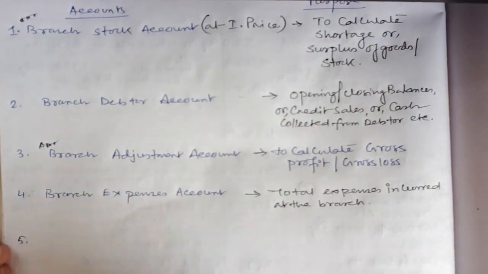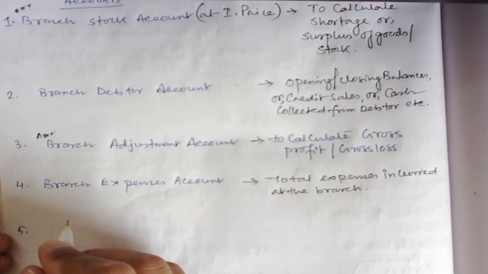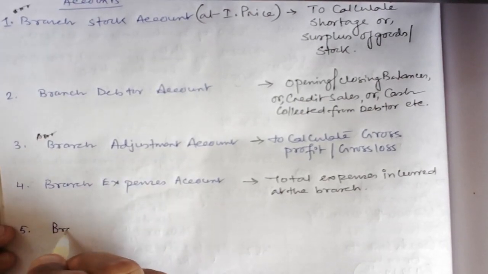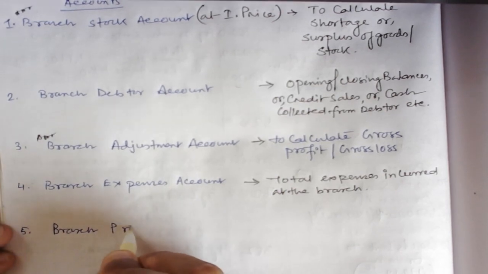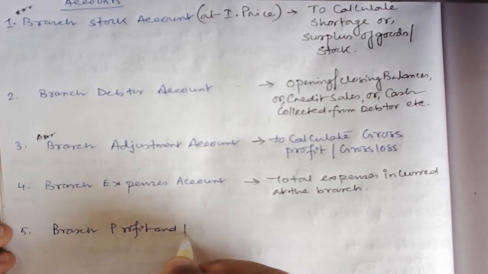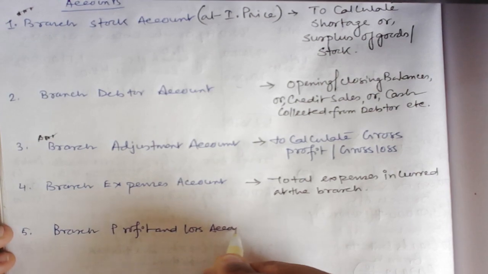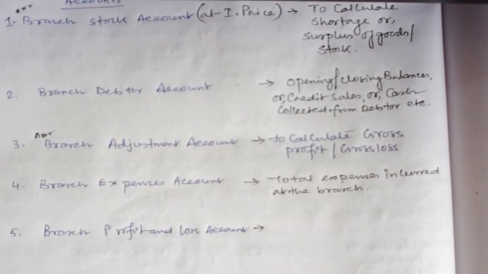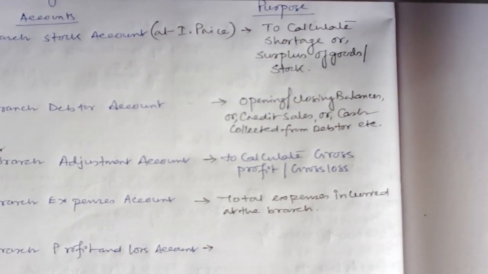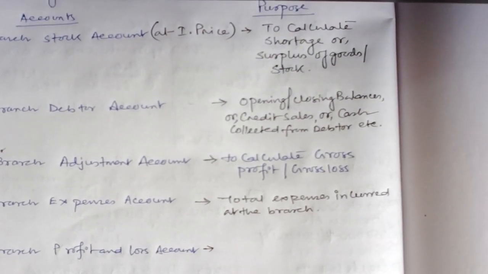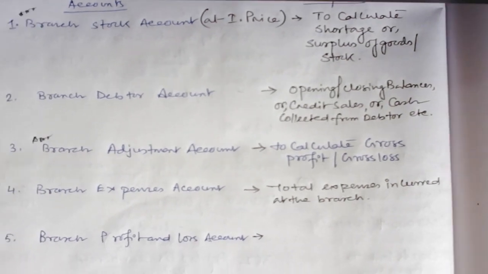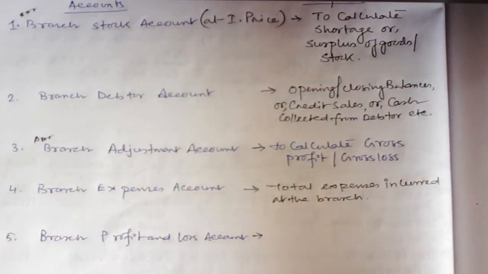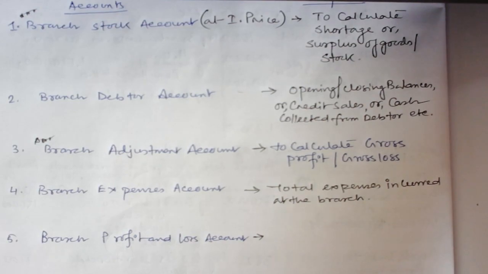Fifth, sir. Fifth, we have the branch profit and loss account. From the branch adjustment account, we have already calculated the gross profit or gross loss. Correct? We have already calculated the gross profit, gross loss.